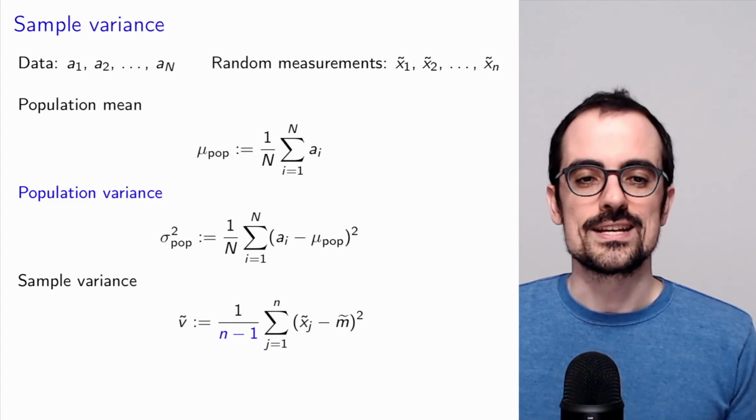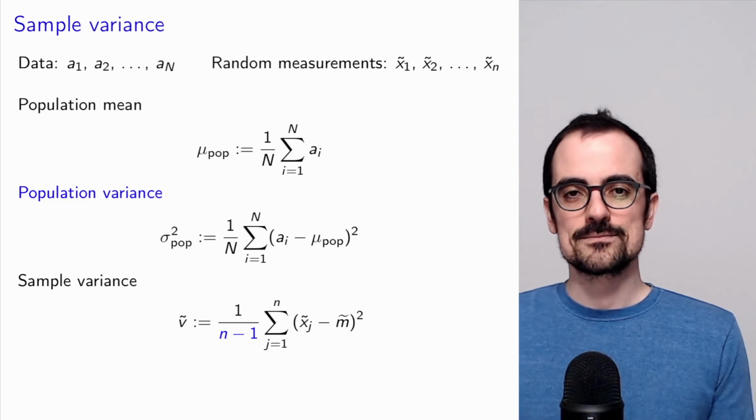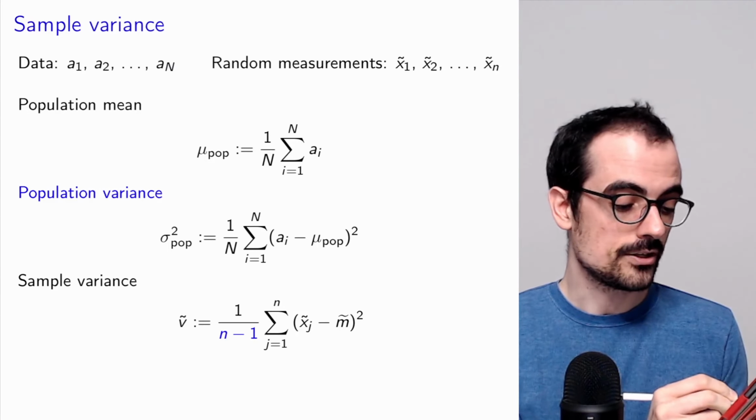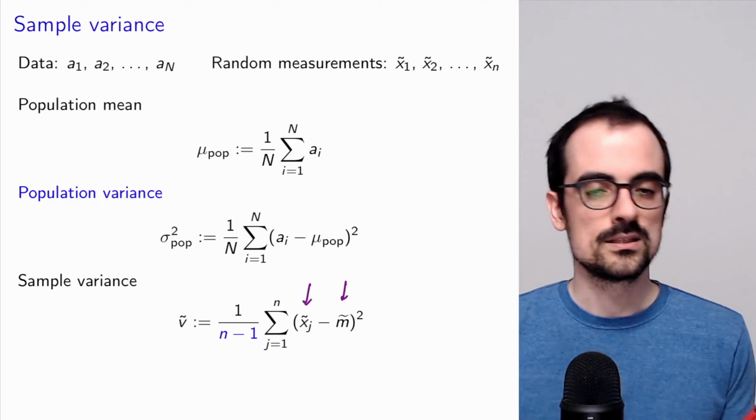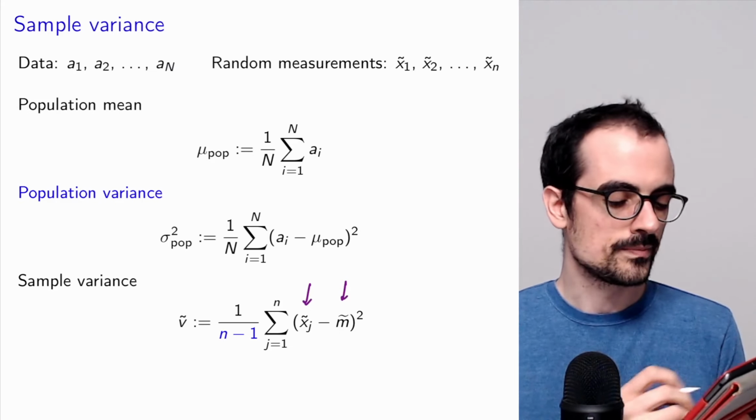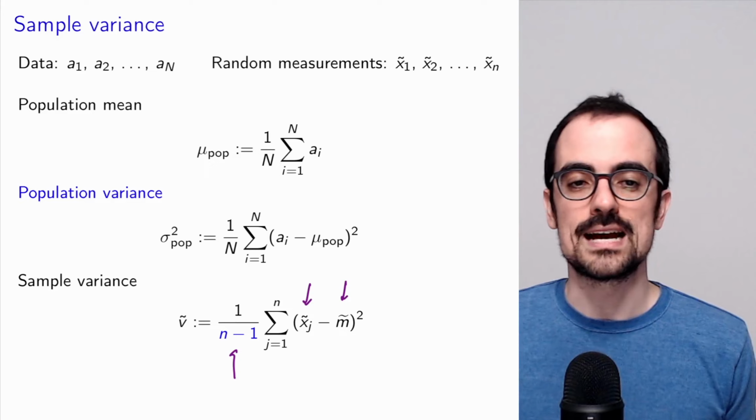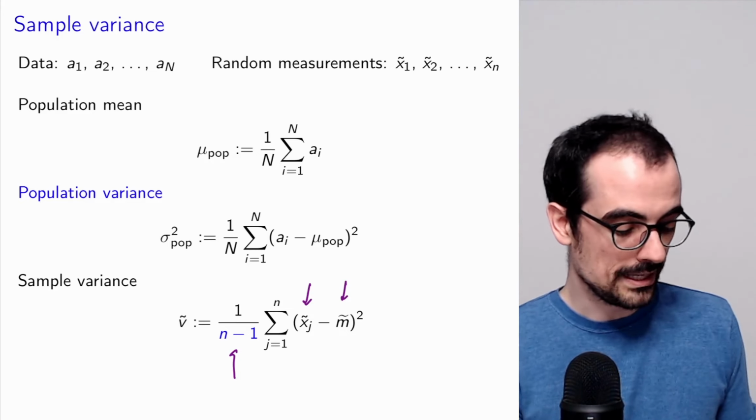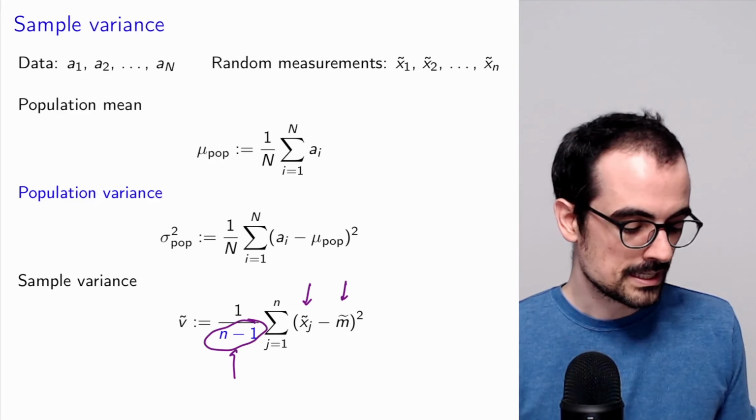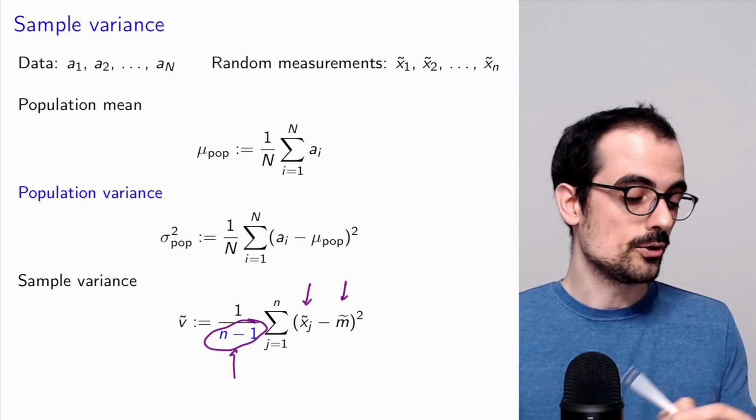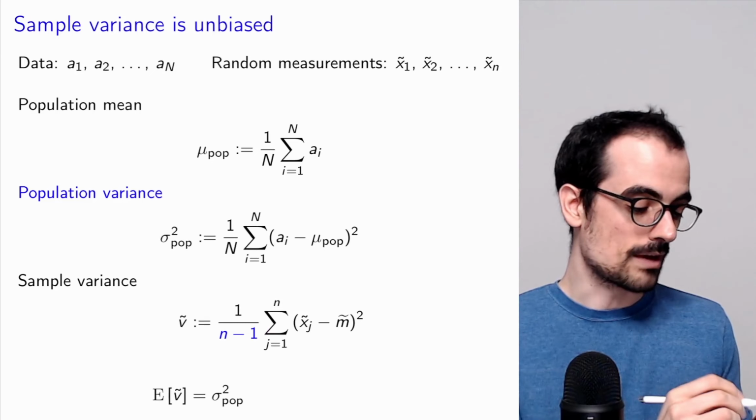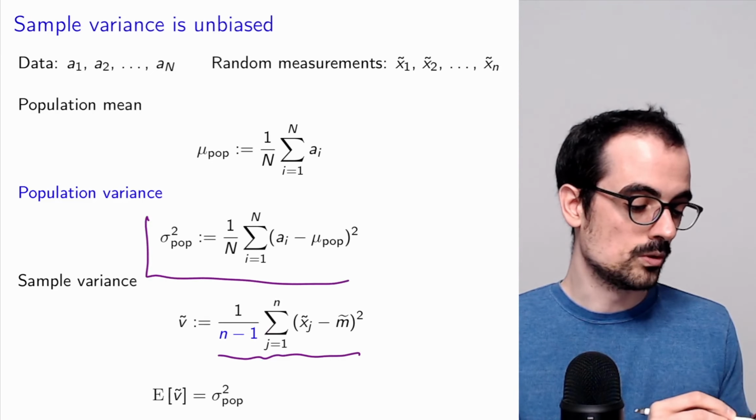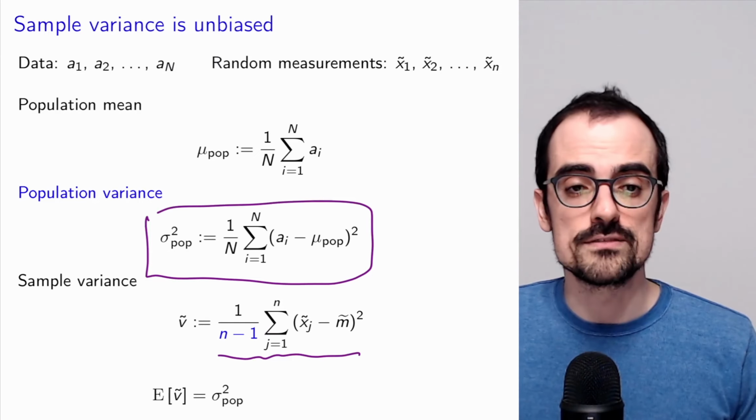Now the question is whether the sample variance is unbiased. It turns out that if you naively take your measurements, subtract the sample mean, and divide by n when you're doing the average, then you would not be unbiased. And this is exactly why we put an n-1 here. If you put the n-1 and you compute the mean of this random variable defined in this way, you're going to see that the mean is equal to the population variance.